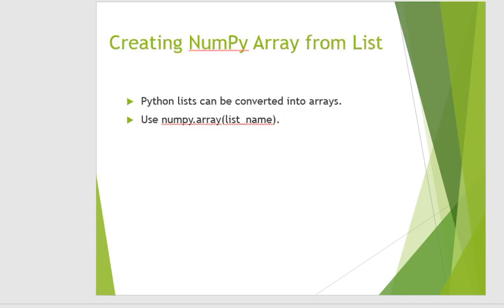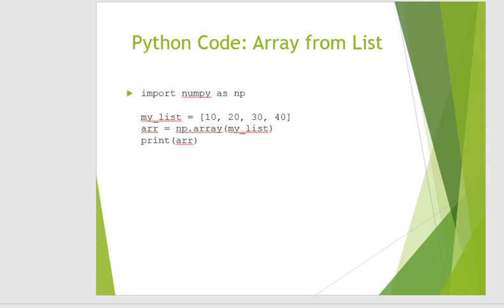Creating NumPy array from list. NumPy allows us to create arrays directly from Python lists. We use the numpy.array function to convert a list into an array. So in the next coding we will be doing one example. This is a code example in which we are using NumPy as well as numpy.array function here. Let me explain it and then I will show you in the Python IDLE also. Import NumPy as np.